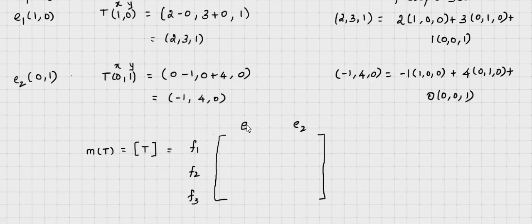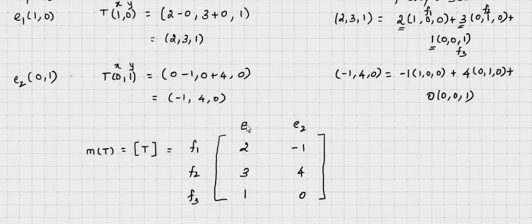Here this is F1, this is F2 and this is F3. Similarly here the same. What we are going to do is simply write the coefficients column wise. What were the coefficients? 2, 3 and 1. Similarly for T of E2, we are going to just fill up the coefficients column wise.